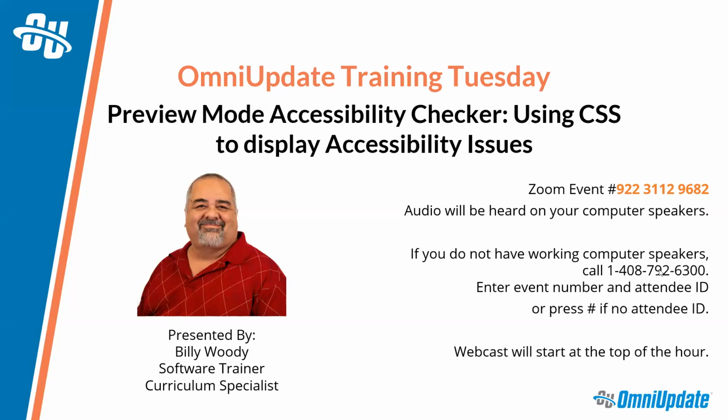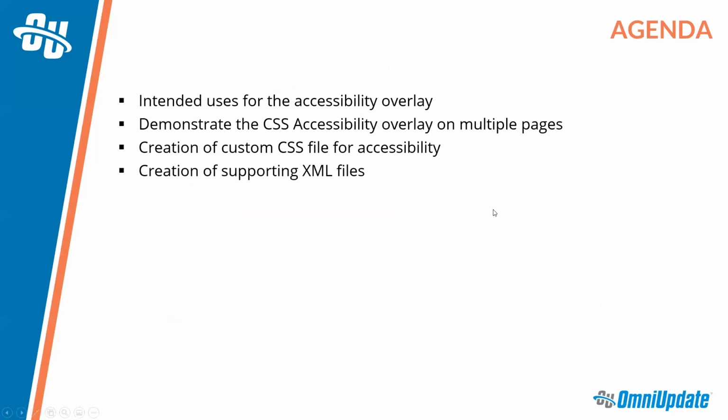And as Barbara said, we're going to be going over a preview mode accessibility checker using just CSS to display accessibility issues on your pages. Today, we're going to go over the intended uses for this accessibility overlay, demonstrate the overlay itself on a couple different types of pages, the creation of the CSS file for the accessibility, and creation of the supporting XML files and edits you might need to do to existing pages.